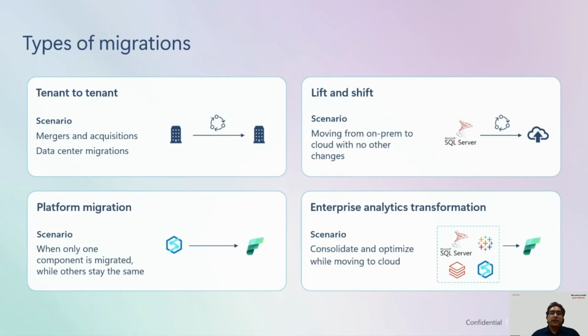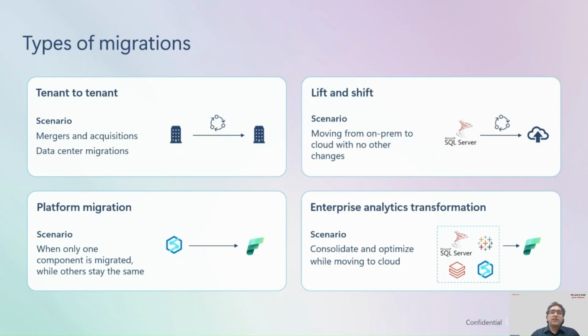Let's look at the different migration scenarios that we've encountered. Each organization's journey is unique, but most migrations fall into four key categories. Tenant to tenant migrations usually happen in mergers, acquisitions, or divestitures. Here, business units or entire organizations need to move workloads between Microsoft 365, Fabric tenants, operational, analytical, and reporting platforms.